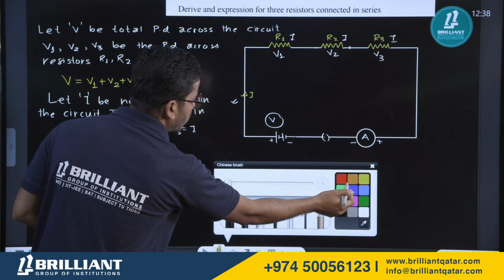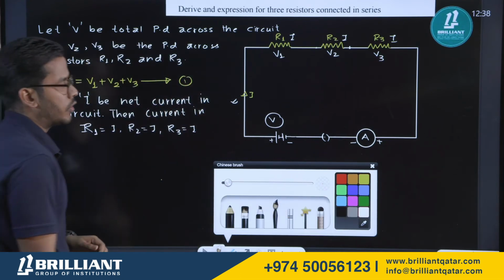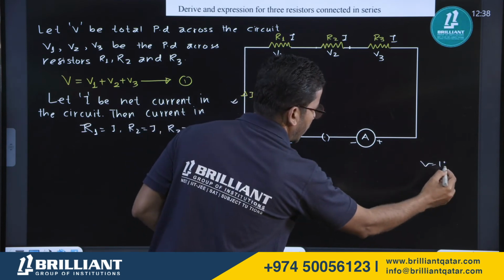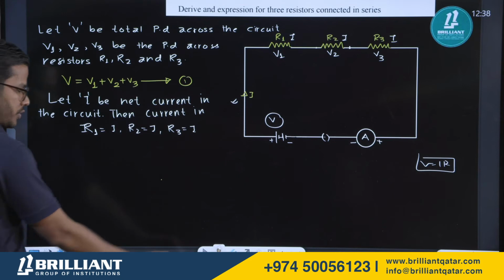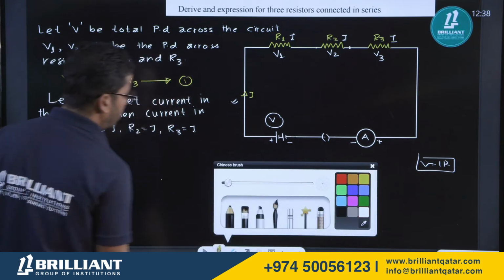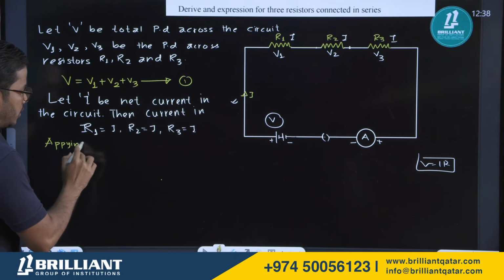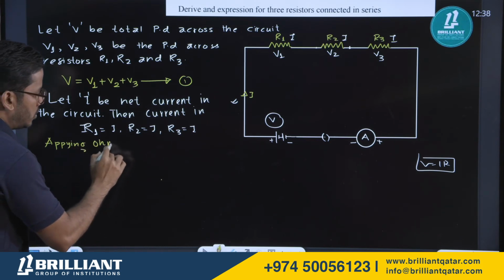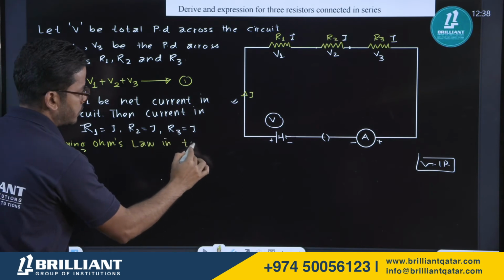Now we need to apply Ohm's law 4 times. Okay, we need to apply Ohm's law how many times? 4 times. What was Ohm's law? You will tell me, sir, V is equal to IR, right? So we'll apply it how many times? 4 times. So how? See, first of all, we will apply Ohm's law in the total circuit.